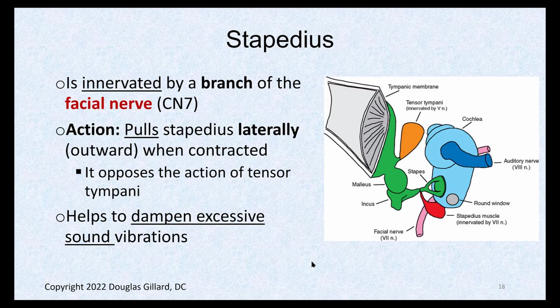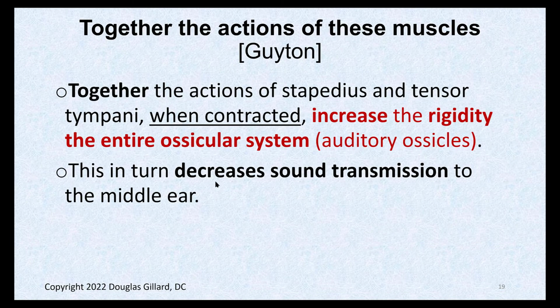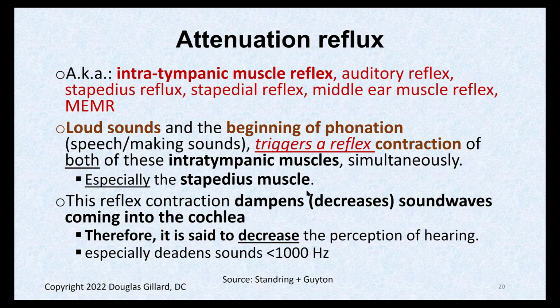When it contracts, it pulls the stapes laterally, or more toward the outer ear. It's just the opposite of the action of tensor tympani, and it helps to deaden excessive sound vibration, just like tensor tympani does. Again, they act in concert, and here's a slide on that principle. They act together. So when contracted, they increase the rigidity of the entire ossicular system, or the auditory ossicles, which decreases the ability for those little bones to transmit sound, especially loud sound.